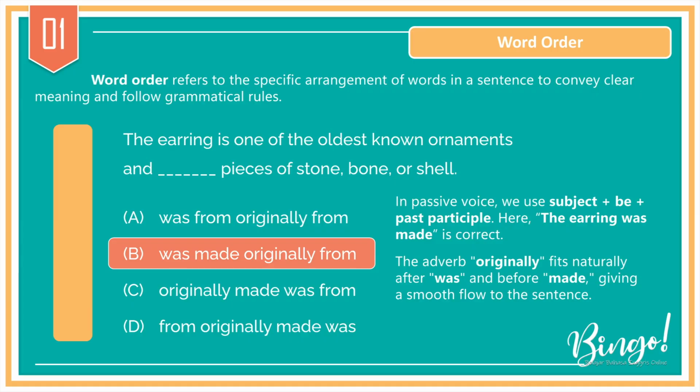Answer 1. Word order refers to the specific arrangement of words in a sentence to convey clear meaning and follow grammatical rules. In passive voice, we use subject plus be plus past participle. Here, the earring was made is correct. The adverb originally fits naturally after was and before made, giving a smooth flow to the sentence.